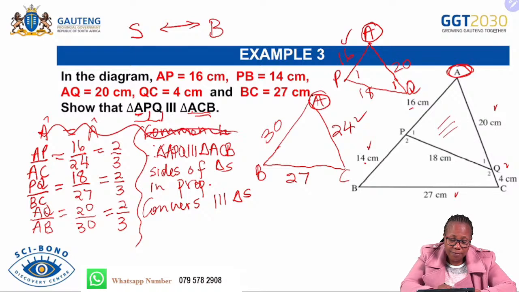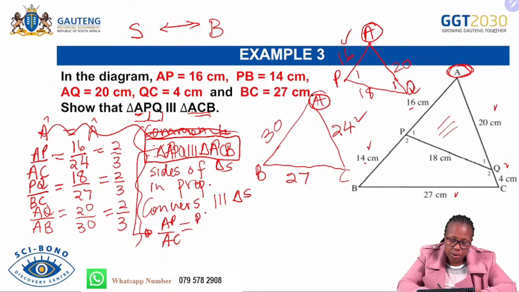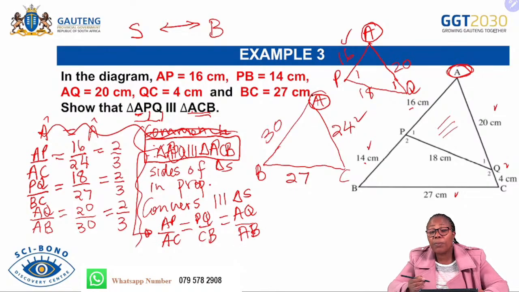And then from that information, grade 12, please keep on practicing taking out the correct ratios. That will be AP over AC, AP-AC. The next one will be PQ over CB, followed by the last one, that is AQ and then AB. I think you are now becoming familiar with that one.